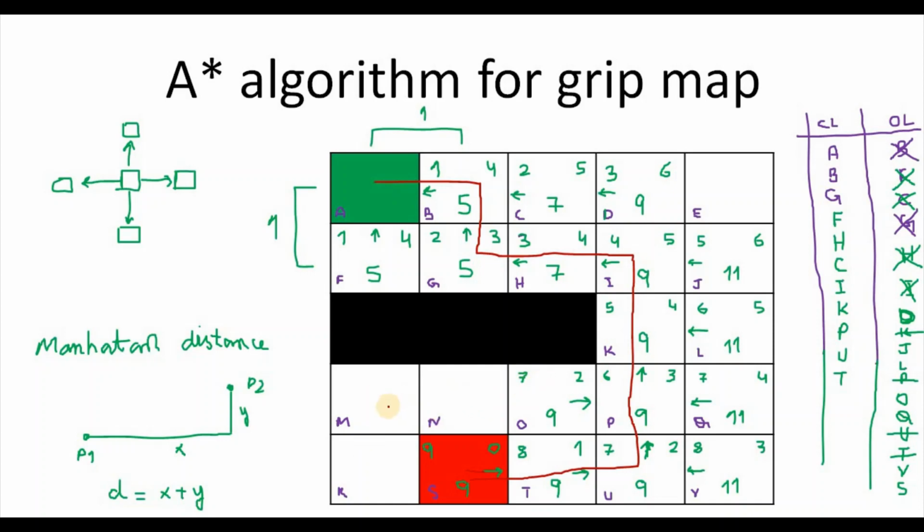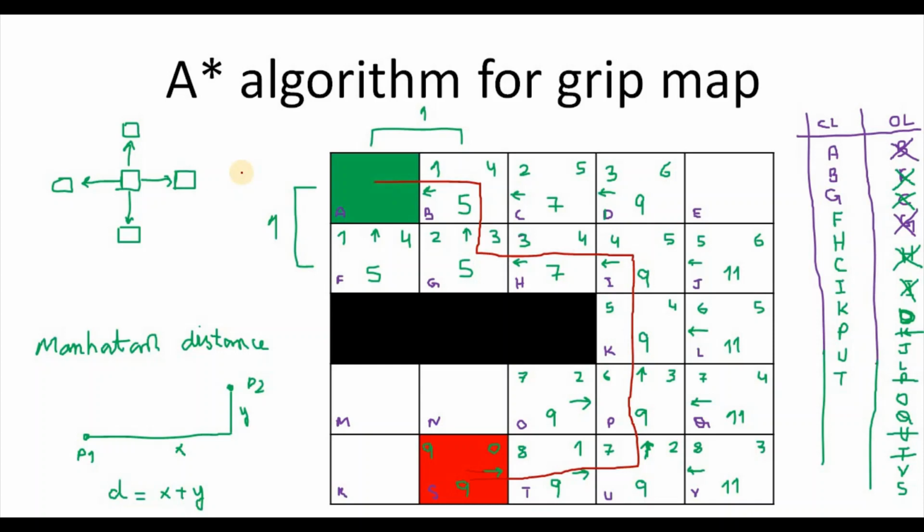And you see that one more thing is that there are some unexplored nodes. If there are more nodes on the other side, they will not be explored by the A star algorithm. And that's how A star algorithm saves time and space.